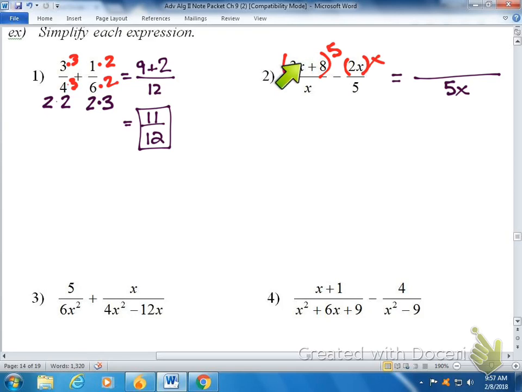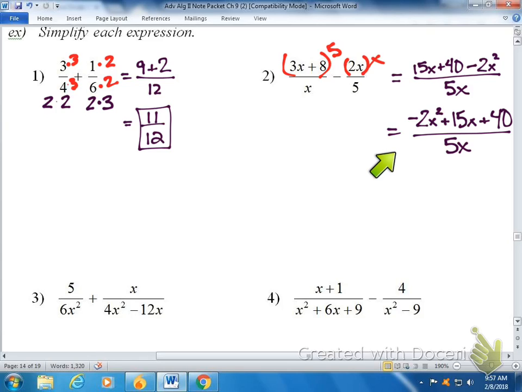Distribute the 5, getting 15x plus 40 minus 2x squared. So I'm going to write my answer in descending order of powers, starting with negative 2x squared plus 15x plus 40. We should always check to see if we can reduce.